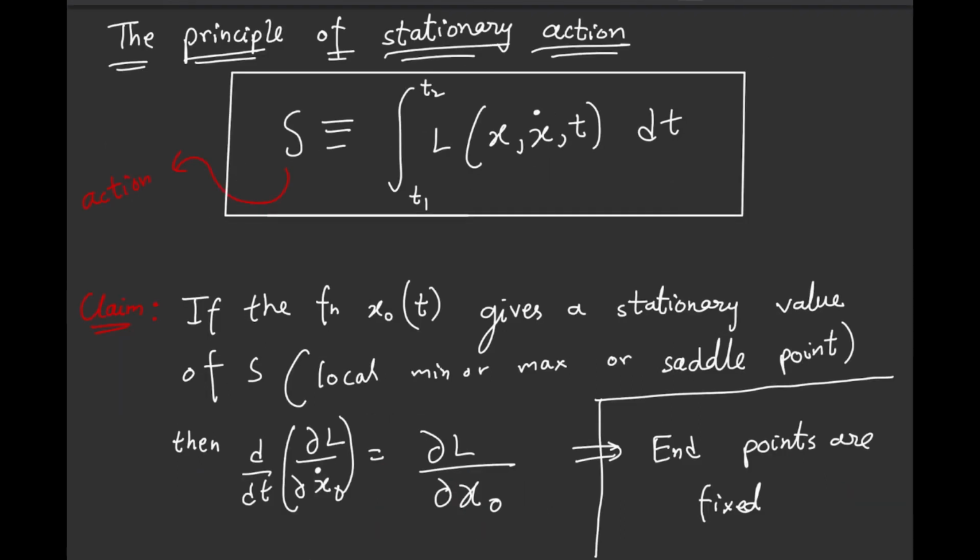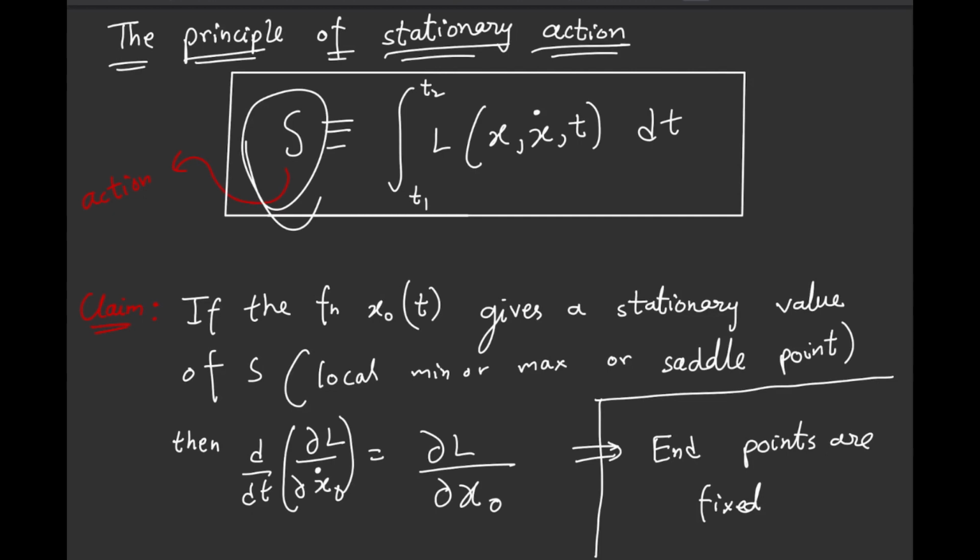Okay, so let us now discuss the principle of stationary action. Let us define quantity S as the action, which is nothing but the integral of the Lagrangian, which is a function of x, x dot, and t, dt from t1 to t2. That would be the definition of quantity S, which I am defining as the action. This is not an arbitrary definition. There is a good reason for it, as you will see soon.